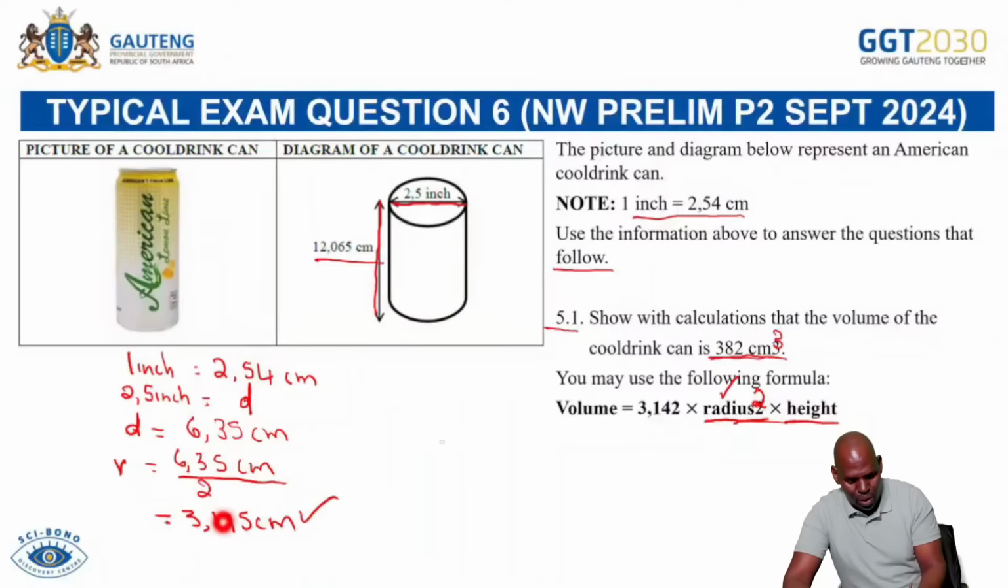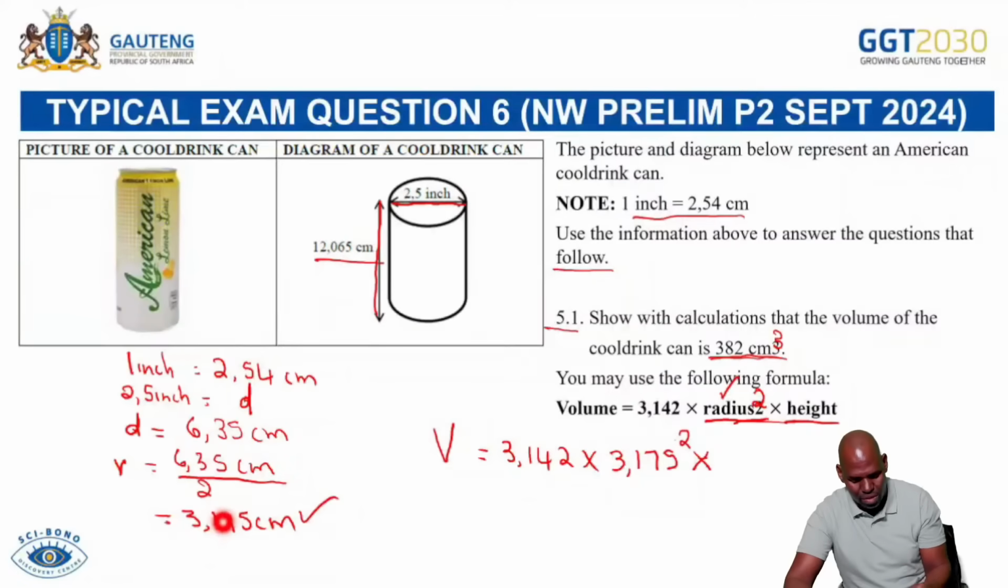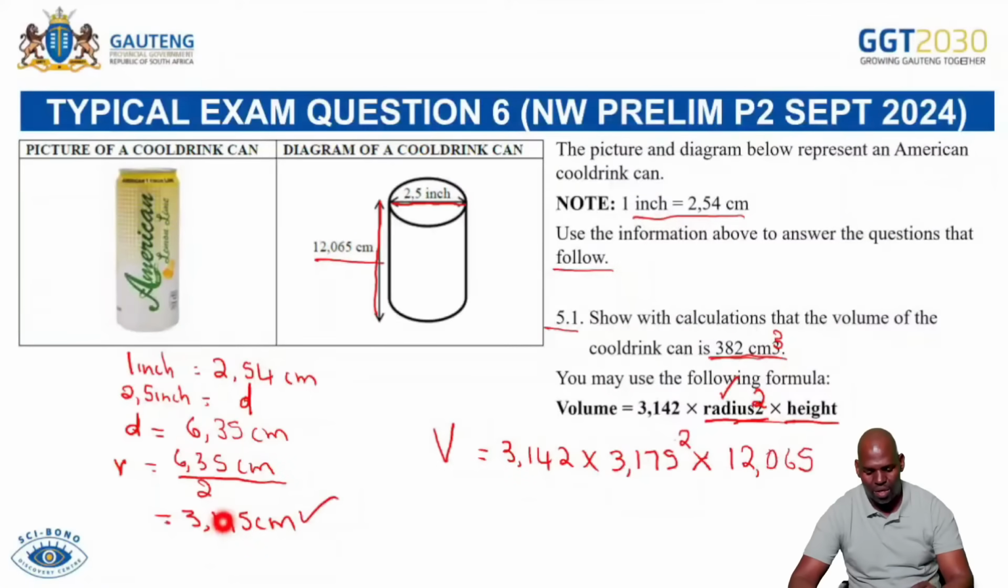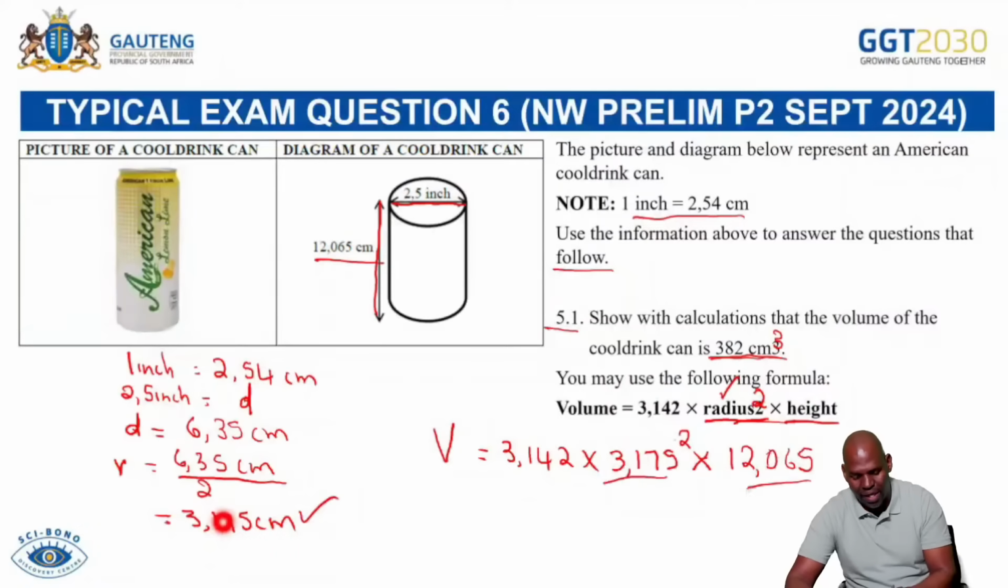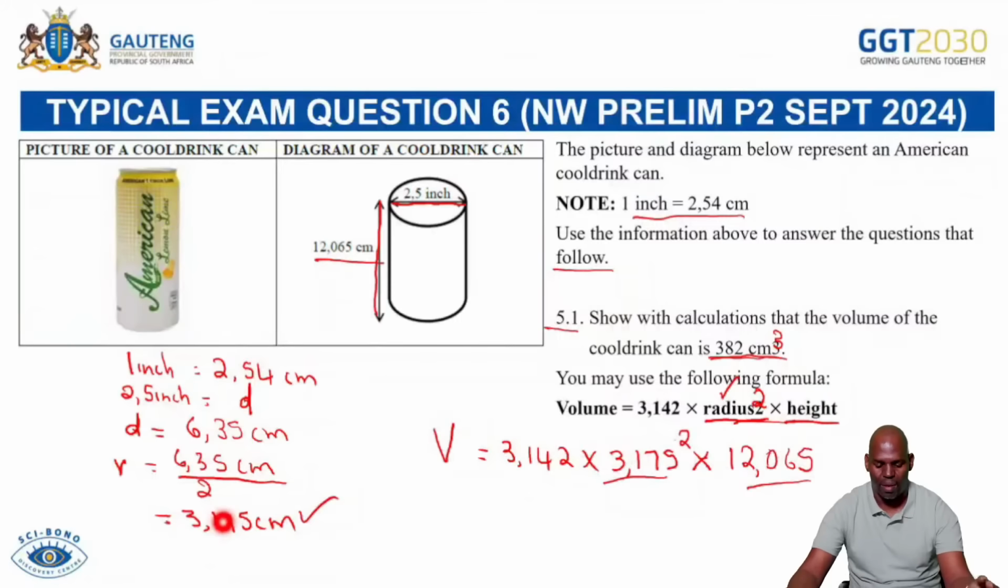Then from the formula, when we do the substitution, we've got volume equals to 3,142 times the radius, 3,175. So please, most of you forget to square it. Okay, so you must make sure that you square the radius as well. So that is 12,065. Okay, both the radius and the height are now in centimeters. So that means my answer will be in centimeter cubed.